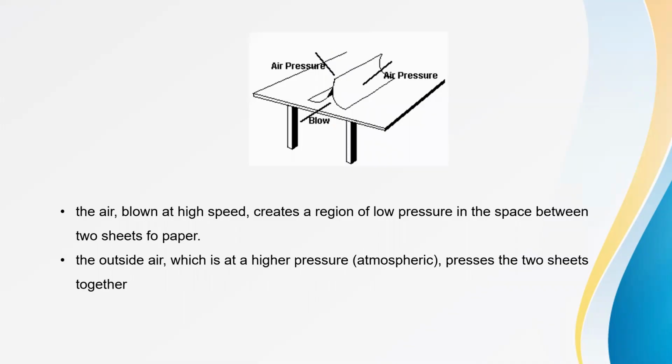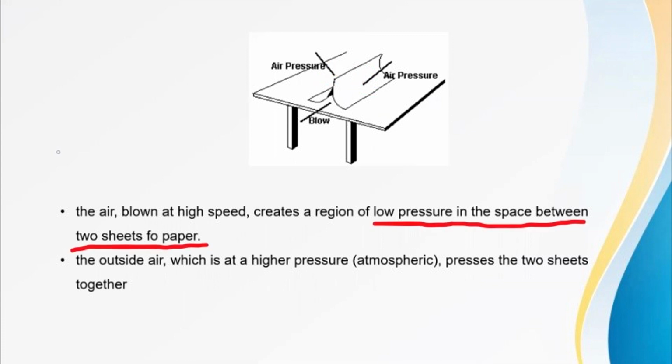The last observation is air is blown vigorously between two sheets of paper held vertically. The two sheets of paper will be pressed together by the outside air. The air blown at high speed creates a region of low pressure in the space between the two sheets of paper. The outside air, which is at a higher pressure, presses the two sheets together.